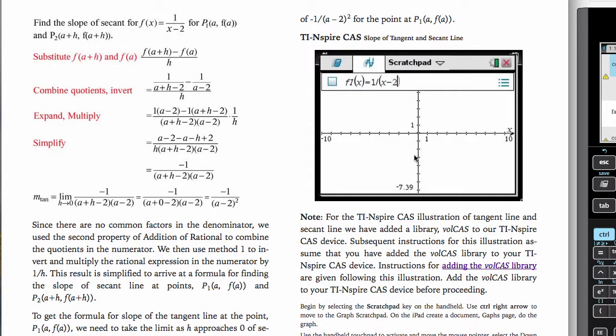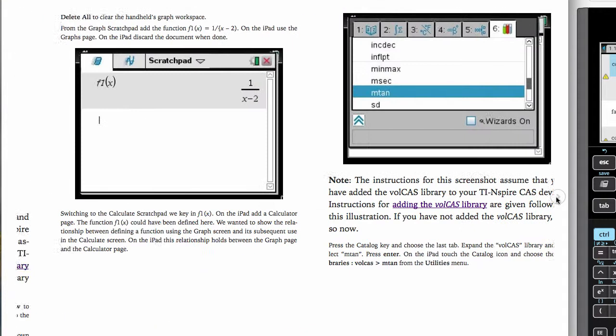We're going to add this function 1 over x minus 2 into our Scratchpad graphing app to take a look at it. And we're also going to add a library that has to do with finding equations of secant lines and tangent lines and so forth. Our calculator has a built-in equation of a tangent line operation, but putting our own in will help us understand what's going on. And it doesn't have a secant line and so forth, so there's some value for us in adding our own library. So let's turn the page here.